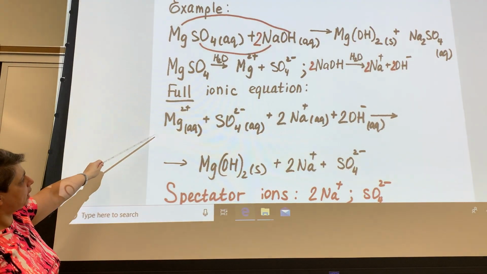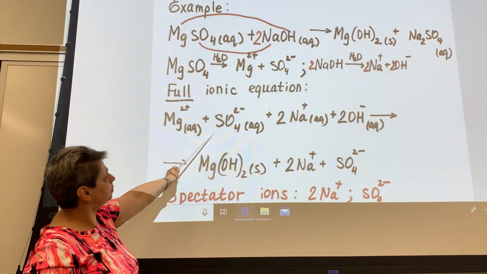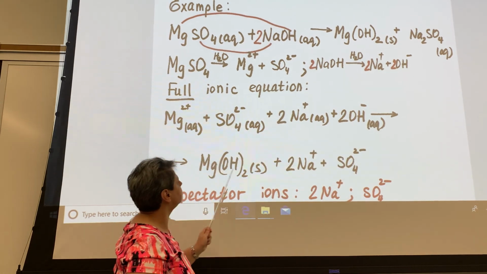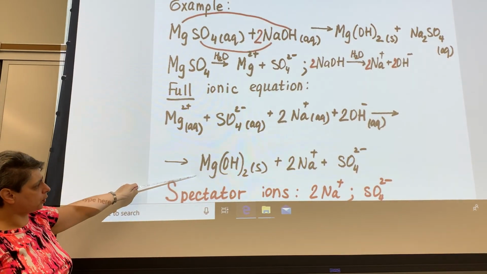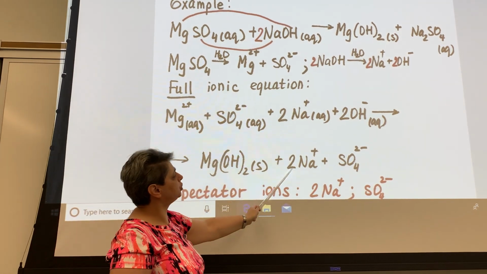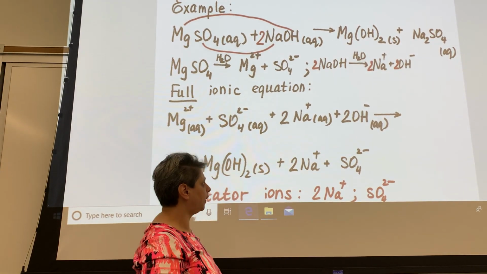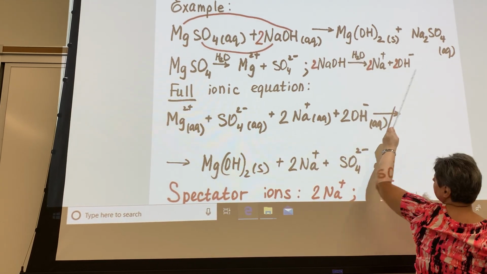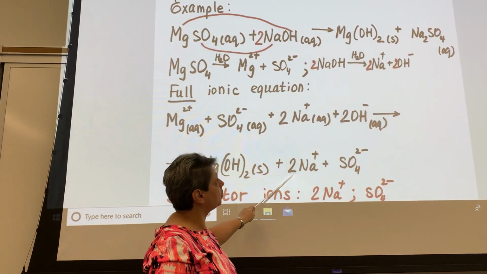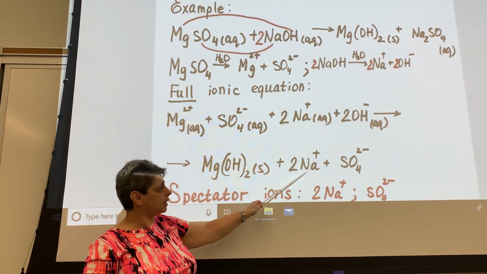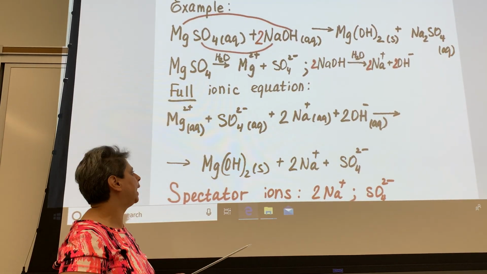So these are my reactants: magnesium 2+, SO4 2-, 2 sodiums, 2 hydroxides. This is my product side: magnesium hydroxide, solid, plus 2 sodiums and 2 sulfates. Notice how the subscript up here for sodium sulfate becomes a coefficient, showing that when sodium sulfate dissolves in water, there are 2 sodium ions being produced in solution.